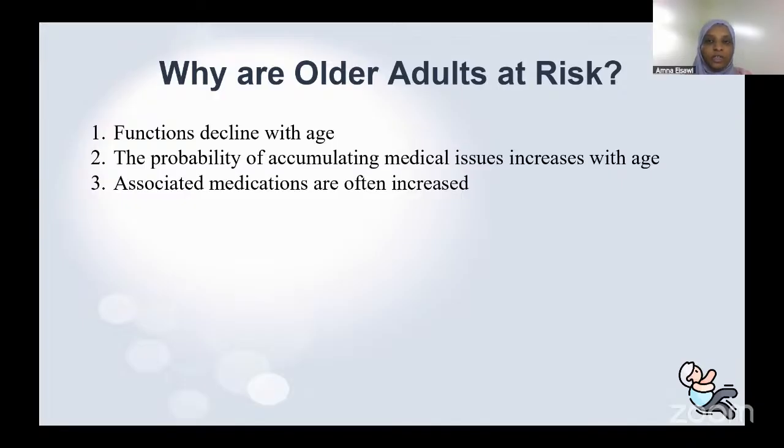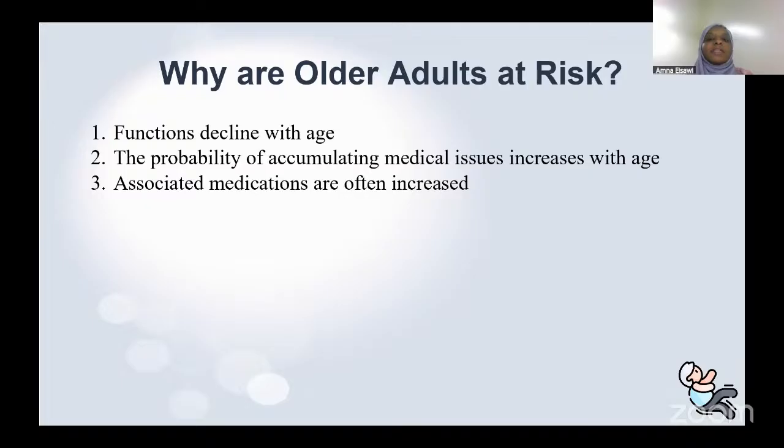Okay, so we will zoom into the important part for us, which is older adults, the focus of this presentation. Now, why are older adults at risk? Well, first of all, functions generally decline with age. And in this case, the functions which form the normal gait, which we talked about a few minutes ago, also decline in older adults with age.